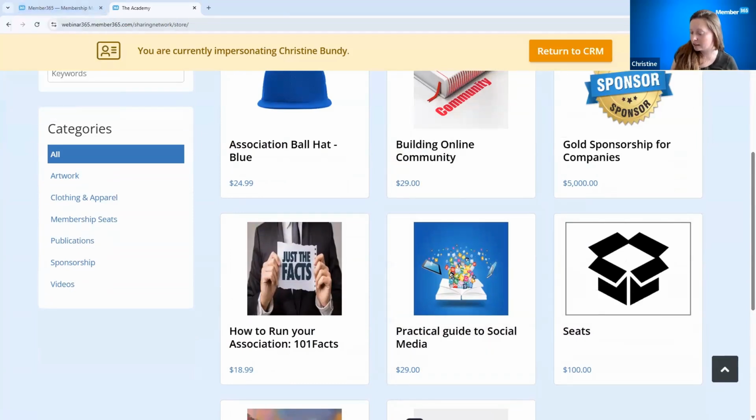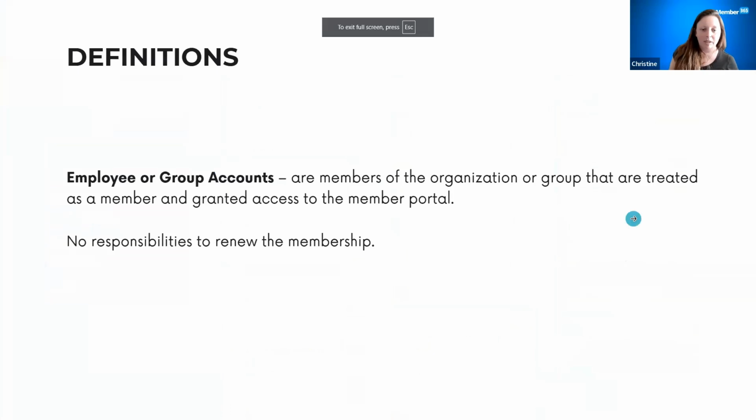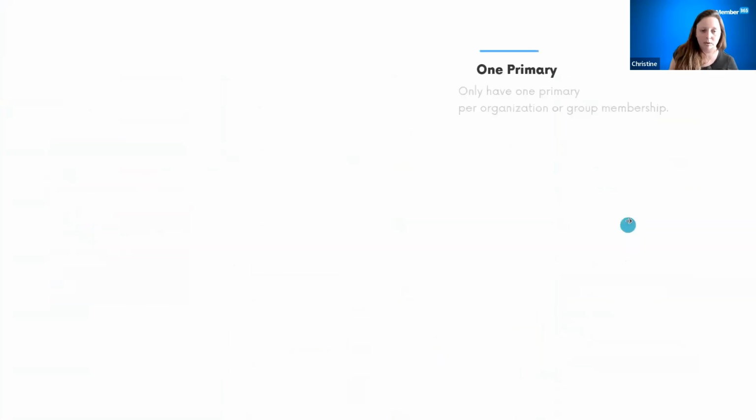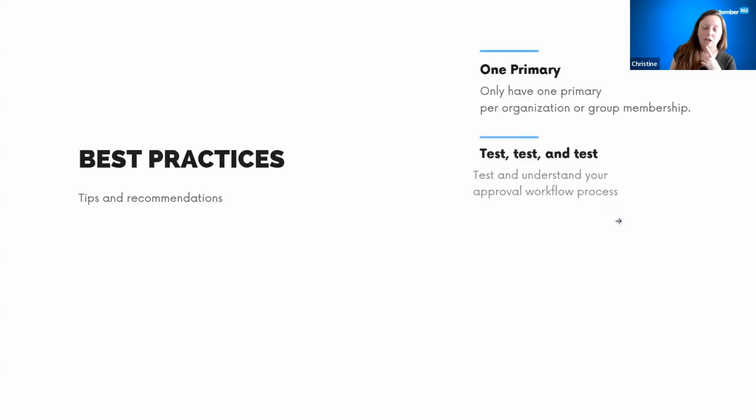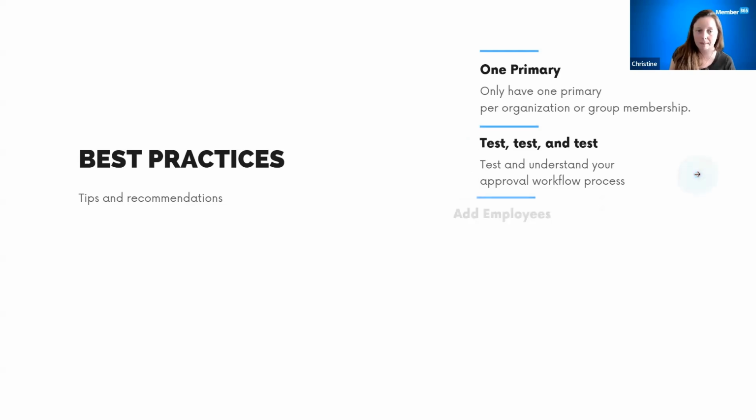All right, so let's jump in now to some best practices. So let's go back to our slide deck. Some best practices as we were going through is one primary. Only have one primary for every organization or group membership. You can have secondaries, but the primary, there's only one. Make sure that you test when you're going through, even if you're making small updates, just to make sure that it's all working and you understand the approval process for that.